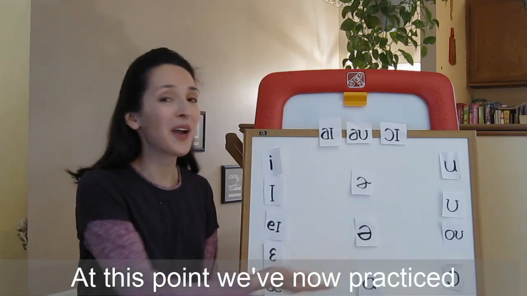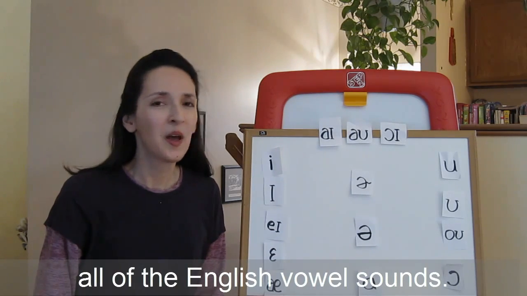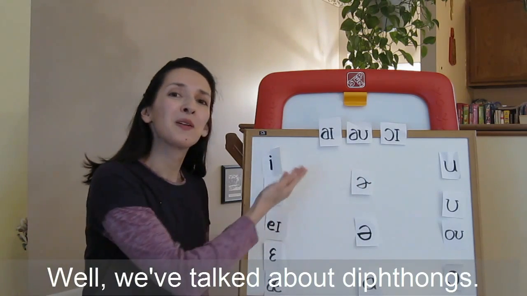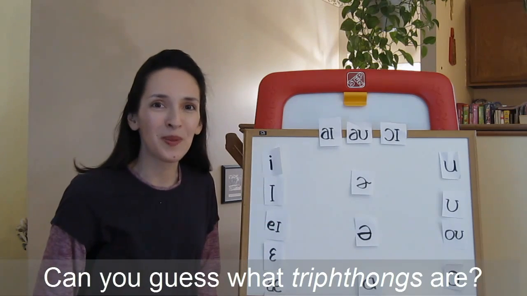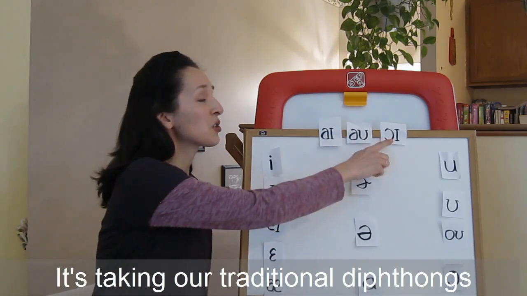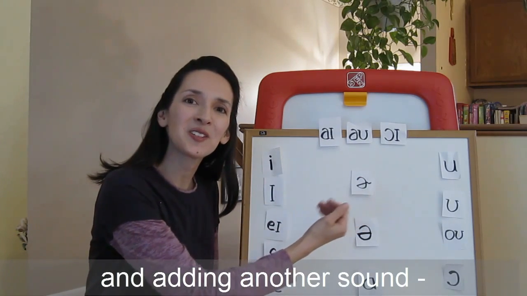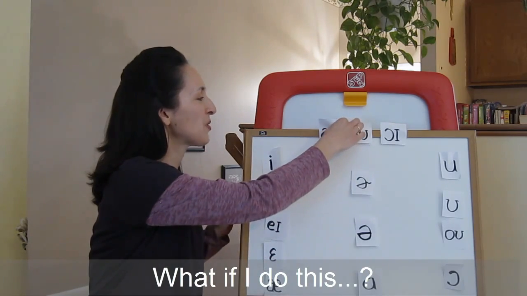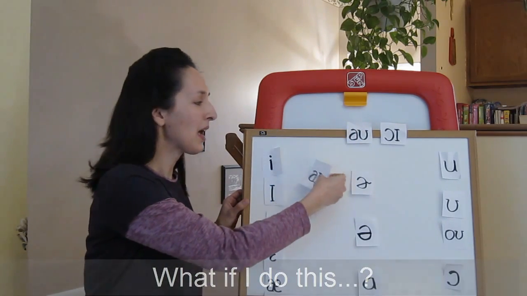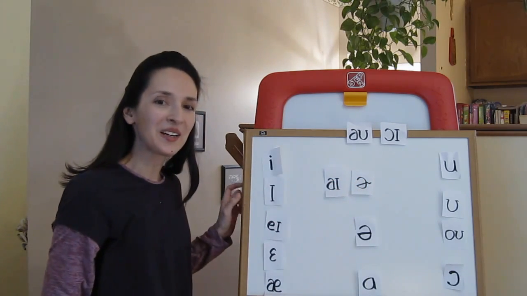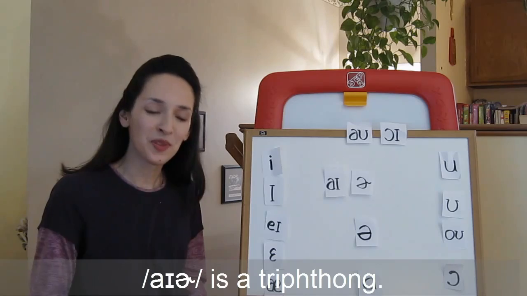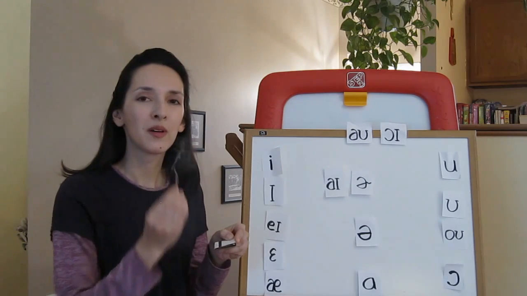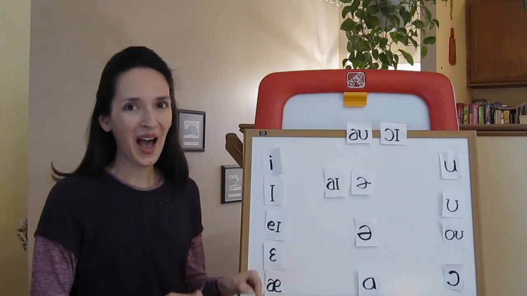At this point, we've now practiced all of the English vowel sounds. There are other combinations I could present. For example, well, we've talked about diphthongs. Can you guess what triphthongs are? It's taking our traditional diphthongs and adding another sound, particularly this one. What if I do this? Ire. Ire is a triphthong, as in the word fire. Fire. Ire.